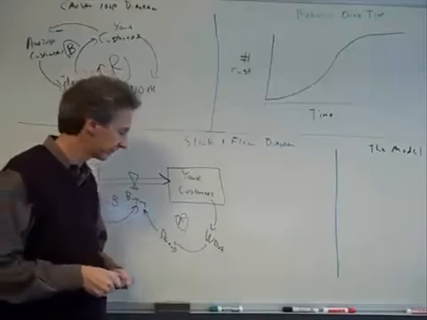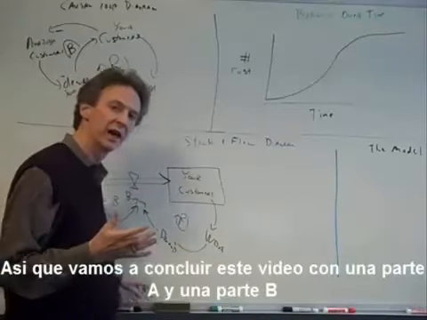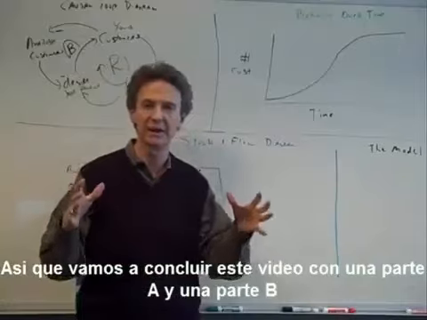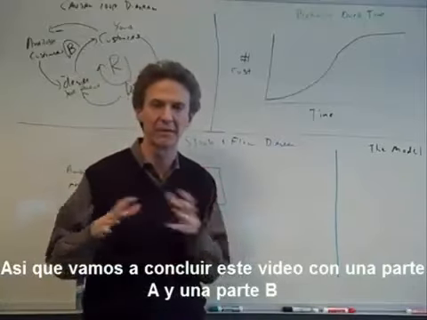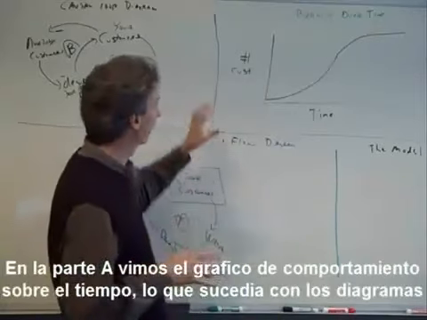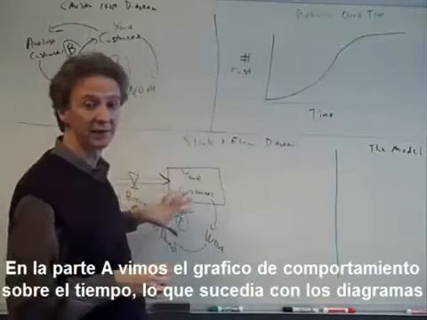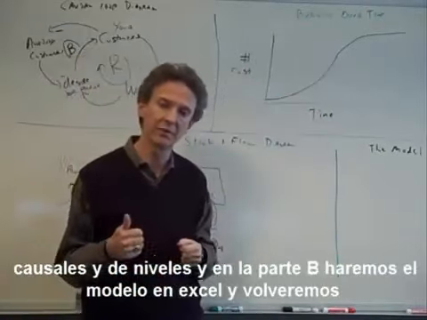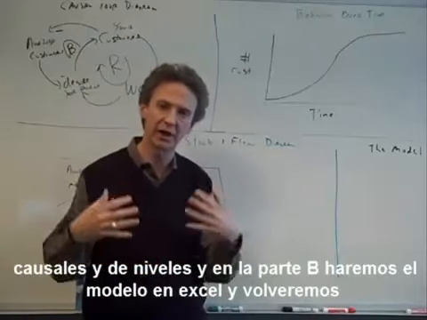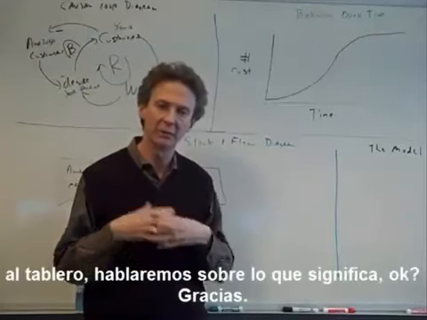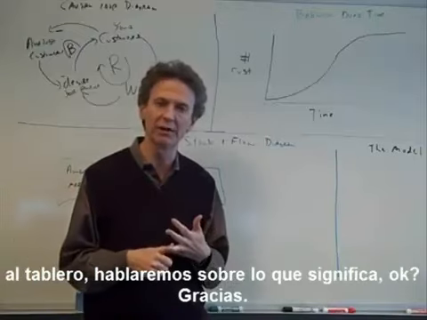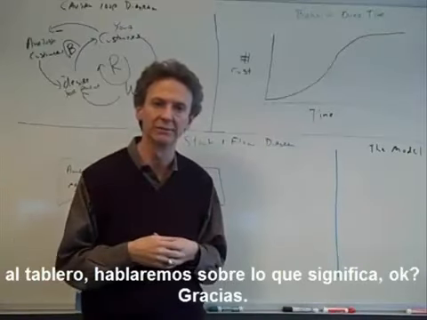Excel model. So what I'm going to do now is I'll close this video. We'll do it like the last one with a part A and a part B. So part A, we've got the behavior over time that we think is going to happen, the causal loop, the stock and flow diagram. What I'm going to do in part B is I'll model it in Excel, and then we'll come back to the board, and we'll talk about what it means and what we can learn from it and how it would apply to you. Okay?